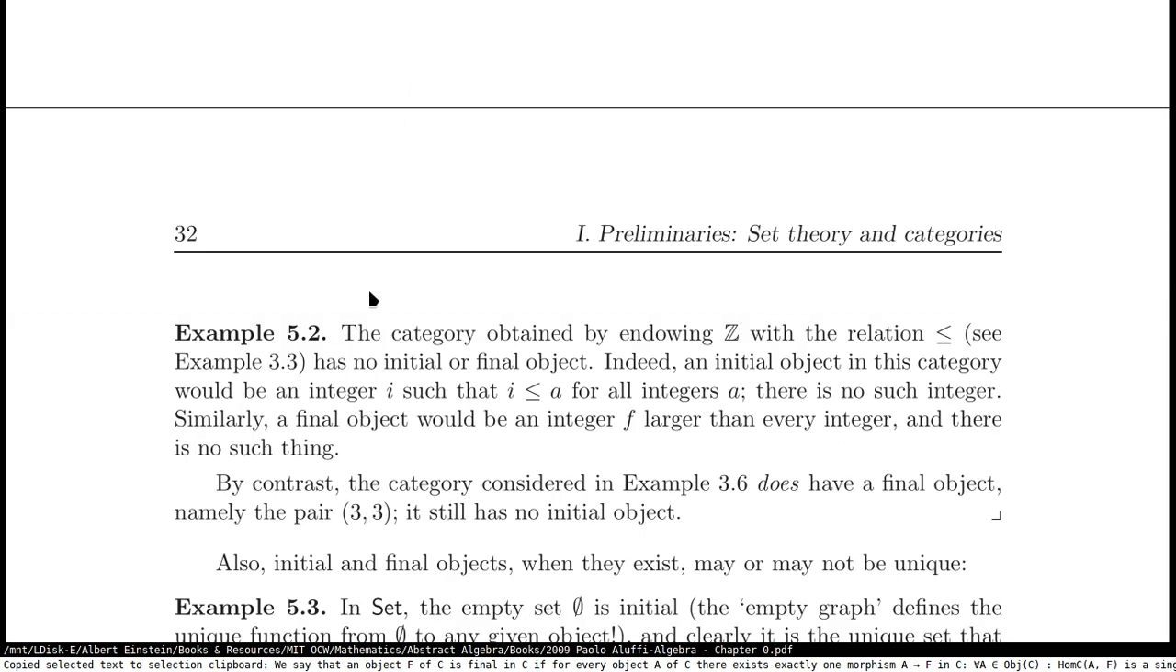Let's see this example. The category obtained by endowing Z with the relation of less than or equal to has no initial or final object. Because to have an initial object, you would need that I must be less than or equal to A. So this has to hold for all the integers A, and there is no such integer. And similarly, there is no final object because that would need the object to be larger than every other integer, which is also not possible.